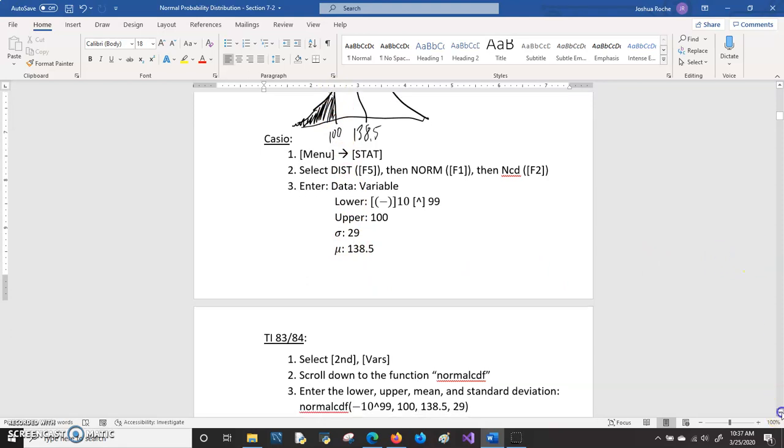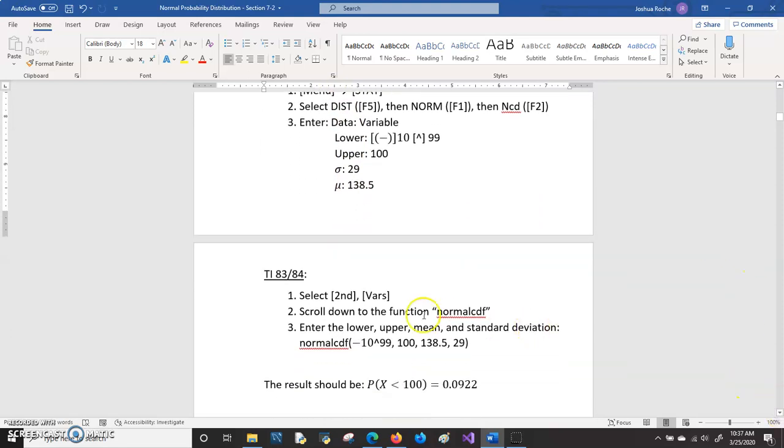And it's similar when you do the TI-83 and 84, you'll choose normal CDF for your function, and it'll ask you for the lower bound, upper bound, mean, and standard deviation. And again, for the lower bound, you'll put negative infinity, or in this case, negative 10 to the 99 power. And when you work that out, your result should be about 0.0922.